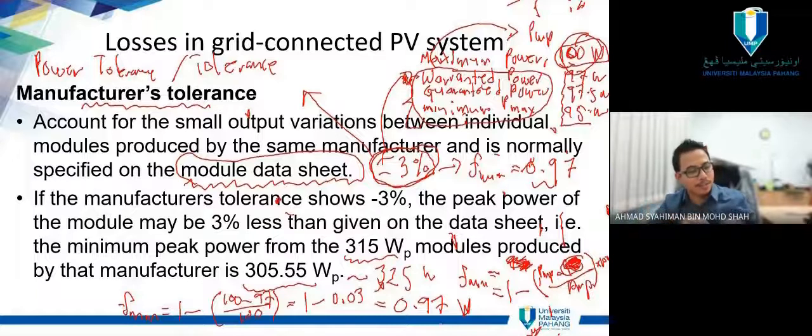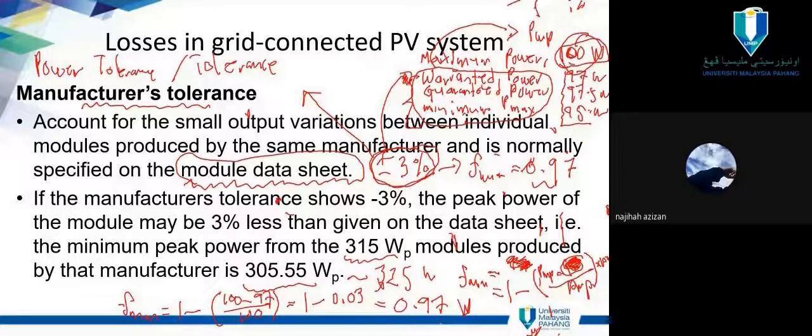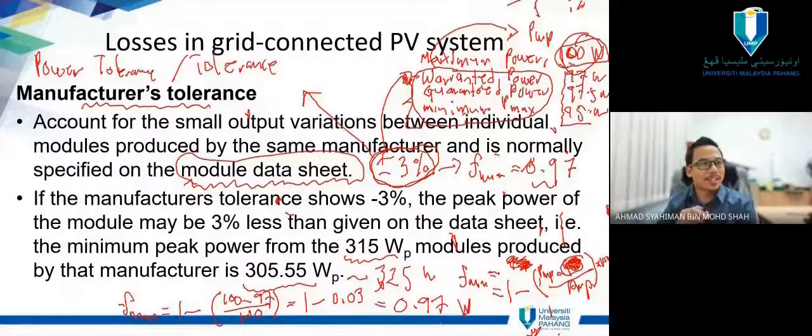So what about the manufacturing tolerance? Tak tahu. Tak ada idea. Tak berani nak teka. Tak pasti. So, bagi contoh dulu. Tak pasti tak apa. Saya tengok lain lah. Boleh?